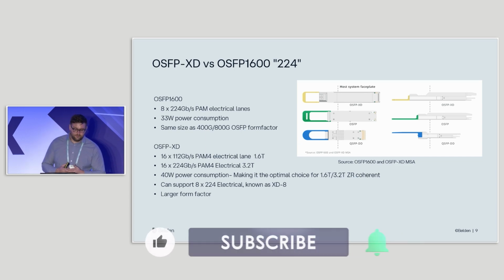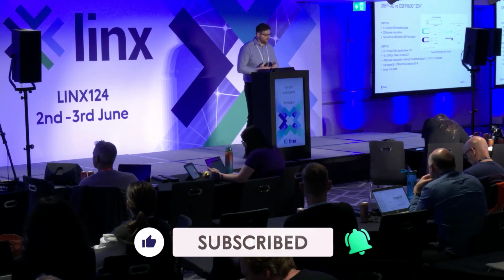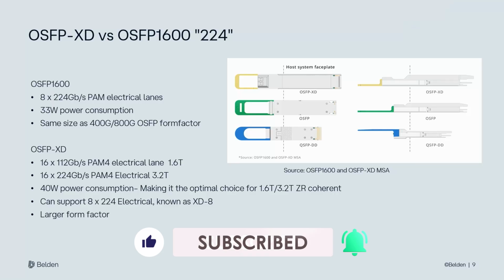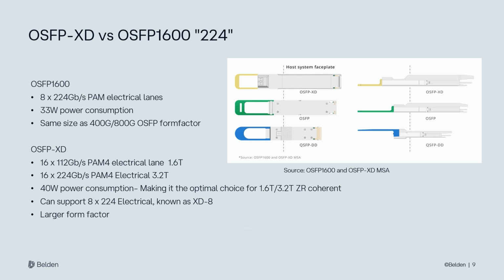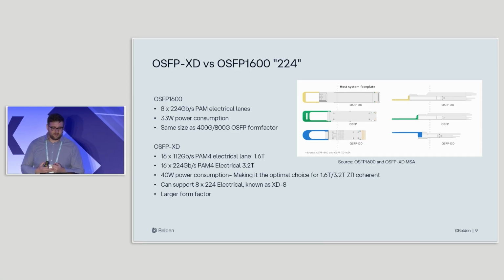But as I mentioned before, they also introduced the XD, which is 16 lanes of 100 gig PAM4, and can probably for 3.2 do the 200 gig there as well. It does have more power consumption capability, so it is probably the optimal choice for 1.6 or 3.2 Tera ZR for your DCI interconnect. And the problem is it is a larger form factor, so the NEMs have to cater for that larger form factor.